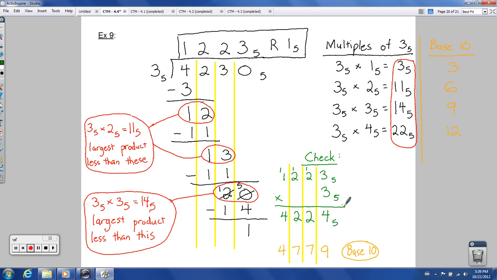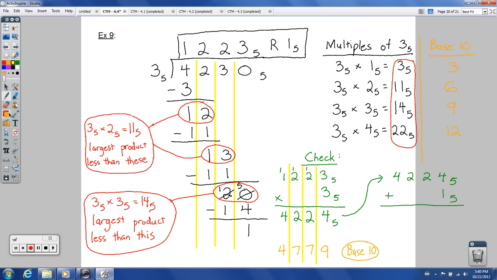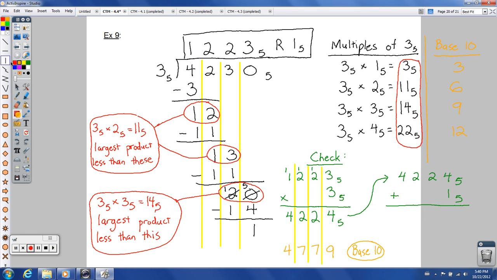So now I take this 4, 2, 2, 4, base 5, and I must have done something wrong, because 4, 2, 2, 4 plus 1, that can't equal 4, 2, 3, 0, can it? Let's check it out. Plus 1, remember this is base 5 though, so what's going to happen here? Let's draw in our yellow lines here, and let's see what we got going on here.